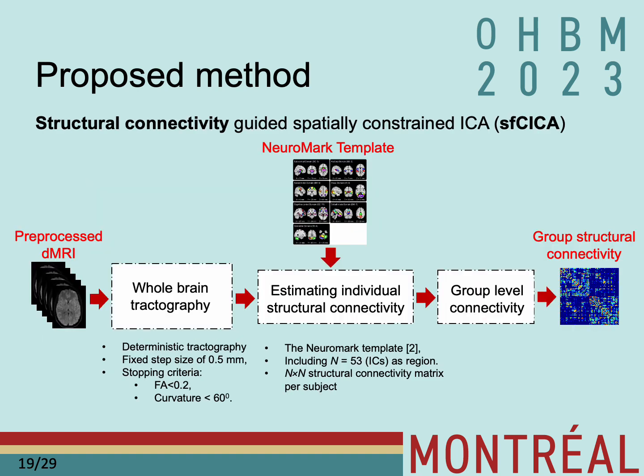As a first step, we need to estimate structural connectivity. In this work, a deterministic whole brain tractography was performed. Then, by merging with the Neuromark template, including 53 components as brain regions, individual level structural connectivity was estimated. In the following, by performing group level analysis, a group structural connectivity was determined to be used in the main framework.